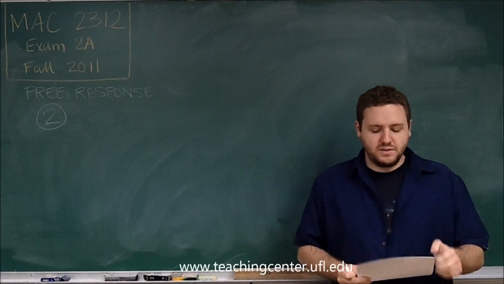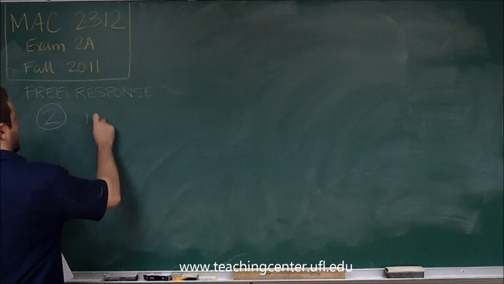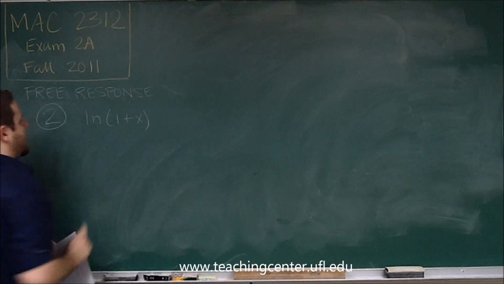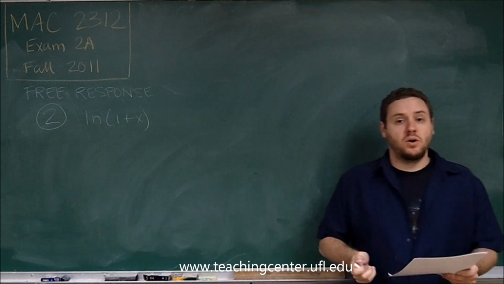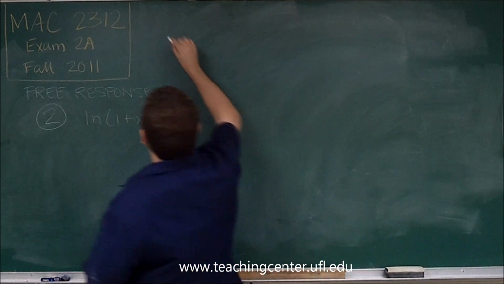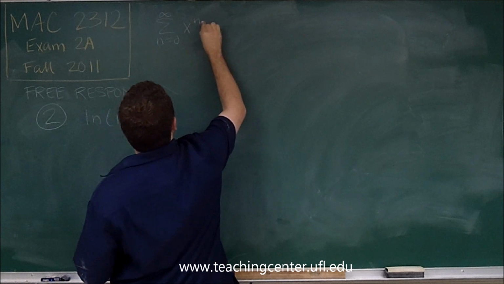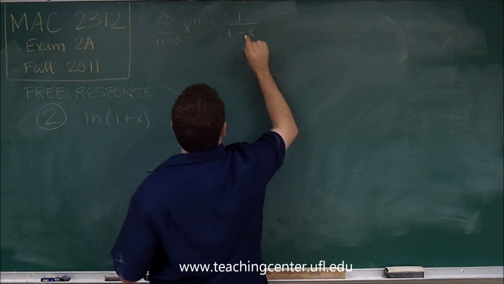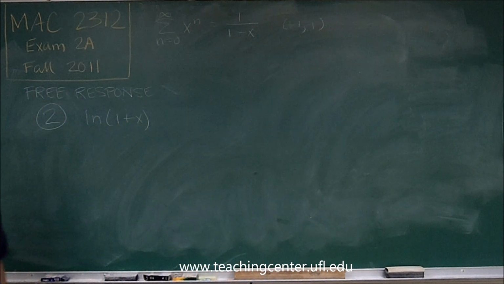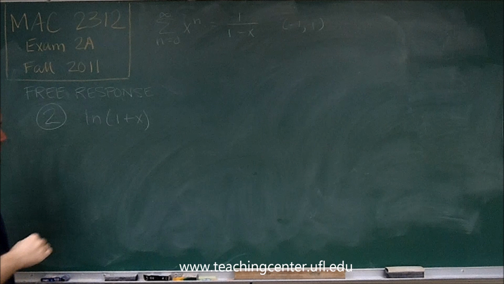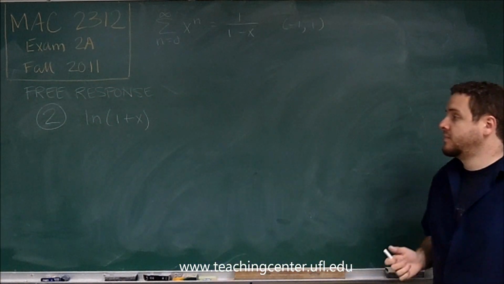Okay, number 2 on the Fourier response, we need to find a power series representation for ln of 1 plus x. And it gives you the hint in this problem that we're going to use the power series that we know for 1 over 1 minus x. So let me write that up here real quick. Remember, we know that this power series is equal to 1 over 1 minus x for the interval -1 to 1, where x is in -1 to 1. So we need to figure out what's going on here. How can we get that out of this?